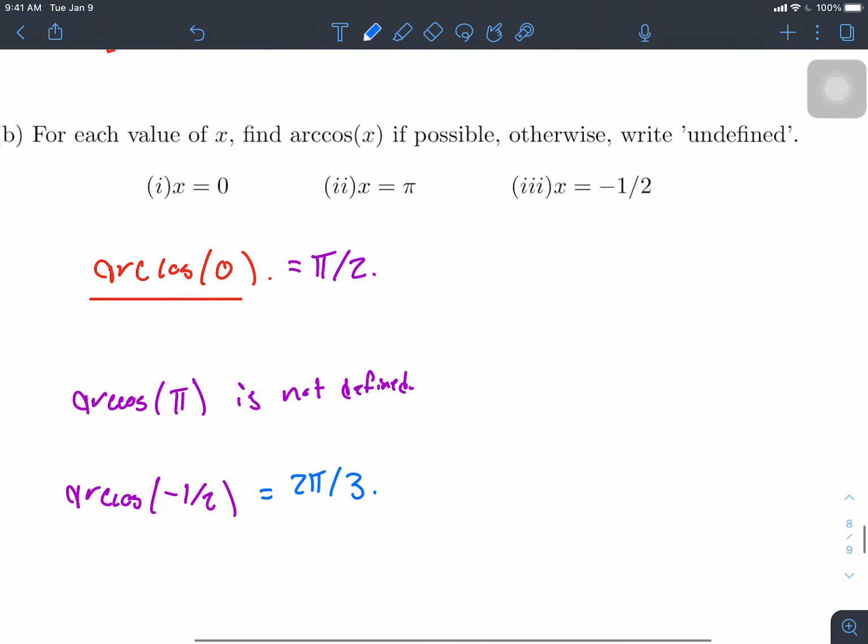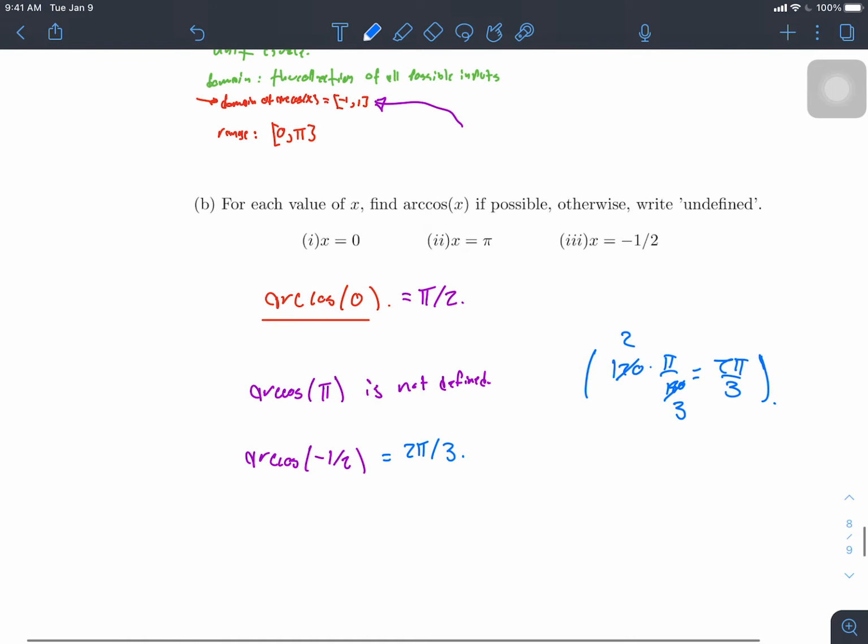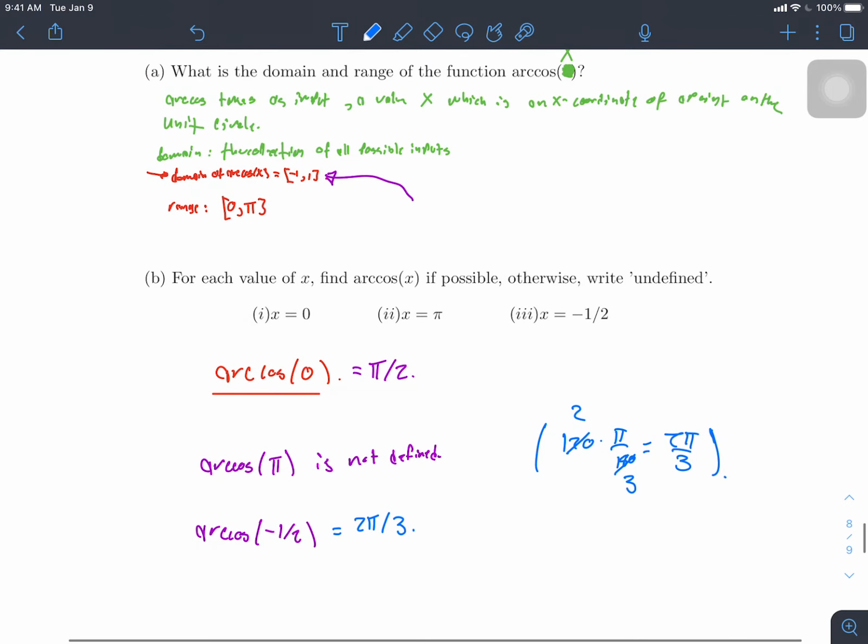Okay, because 120 times pi over 180, we cancel the 180, we divide both of these by 60, and the first one is 2, and the bottom one is 3, so we get 2 pi over 3. That's how we convert back to radians. Okay, so that is how we do that one.